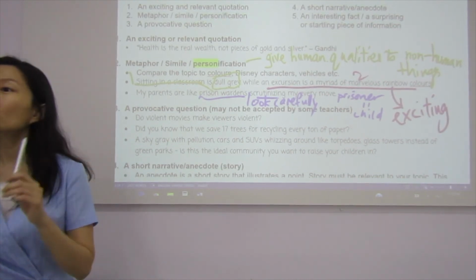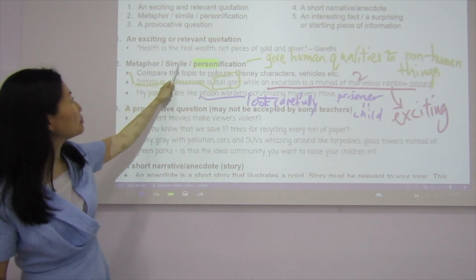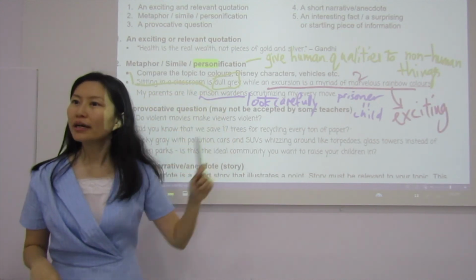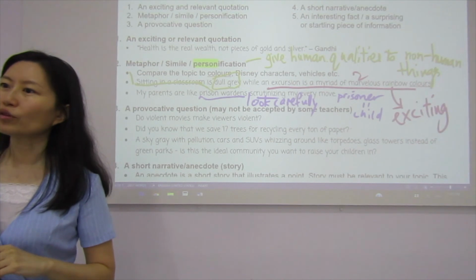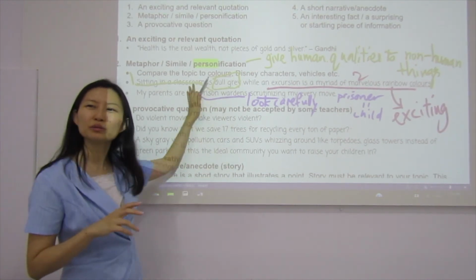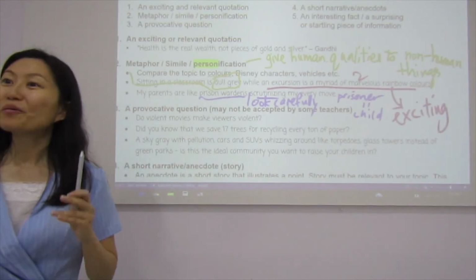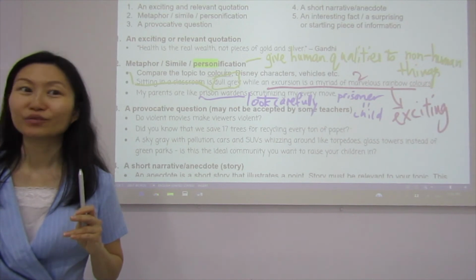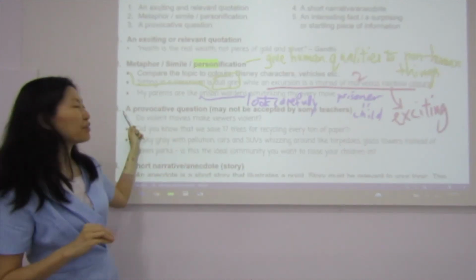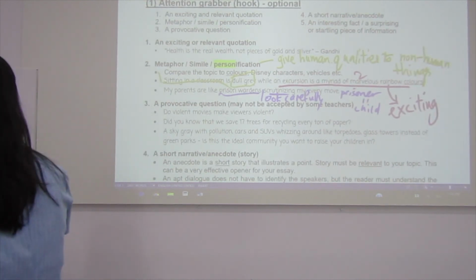So, do you think using this metaphor, simile, personification, do you think it's easy for you? Yeah, sometimes it may not be easy. So you may not want to choose method 2. But now the good news comes. Out of the 5 methods for writing attention grabbers, method 3 is the easiest. So I'm going to get you to look carefully now at method 3.